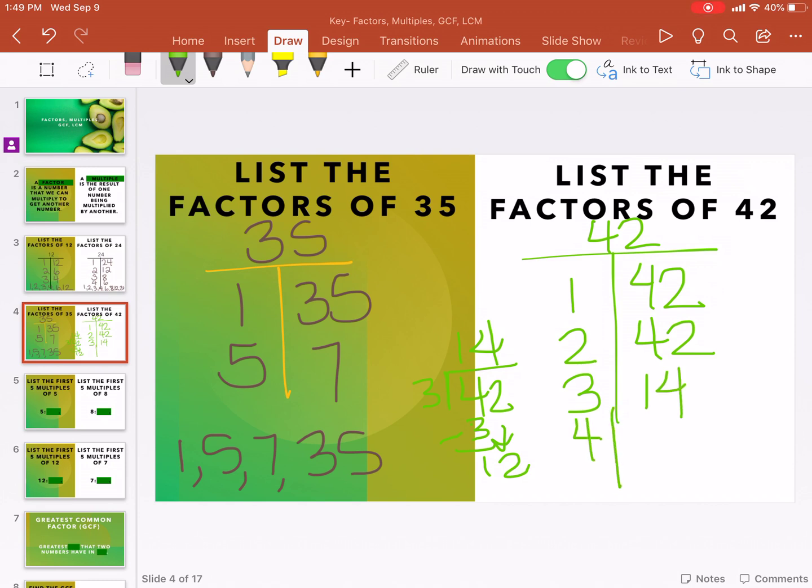And then 4, let's try that. I don't think 4 is going to work because that would be 40 and then 44. 5 won't work. Let's try 6. 6 times 7 is 42. So the factors are 1, 2, 3, 6, 7, 14. Let me fix this one. Make it 21 and 42.